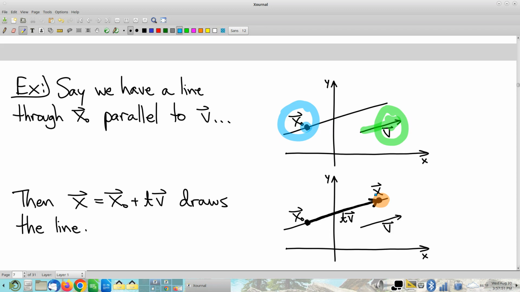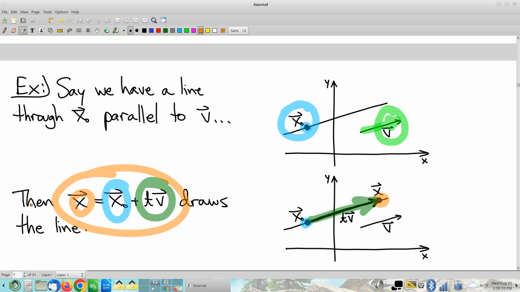This arbitrary point x on the line, I can write as being x naught plus some vector parallel to the line. But wait a minute, I already have a vector parallel to the line. This dark green vector, it's just going to be some scalar multiple of this light green vector. And a scalar multiple would just mean it's some parameter t times that light green v. And so altogether then, blue plus dark green gives me orange, gives me the point on the line that I'm trying to describe.